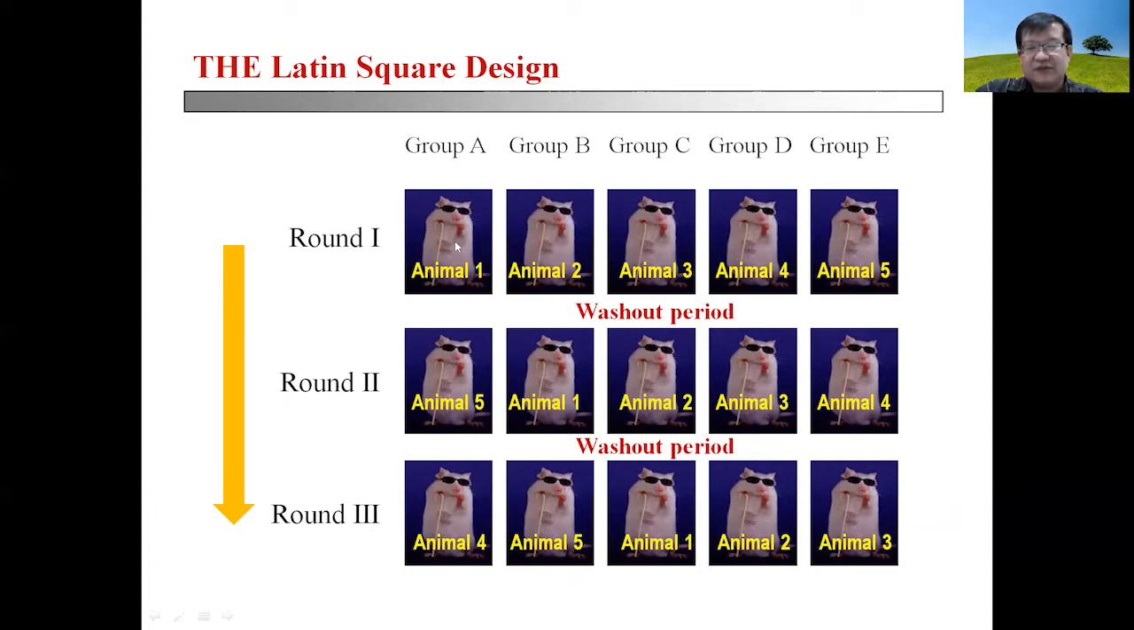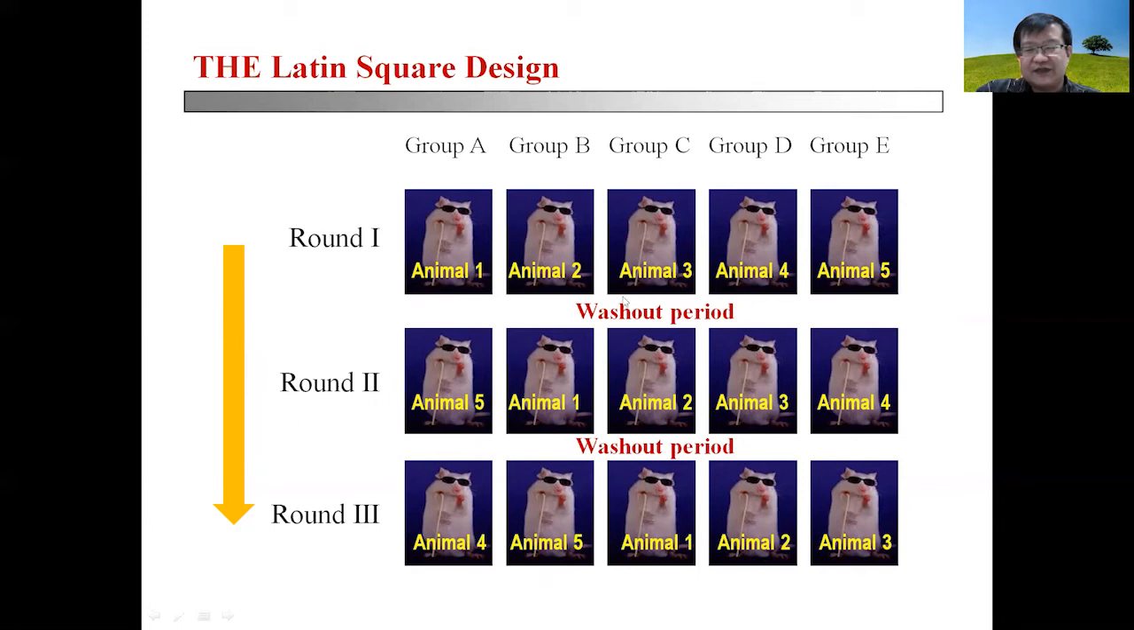Okay, so by right, we should be able to rotate all these 5 animals, but it will require 5 rounds to do so. So in this case, you can see in round 1, animal number 1 is placed in group A, animal number 2 is actually in group B, and so on and so forth.